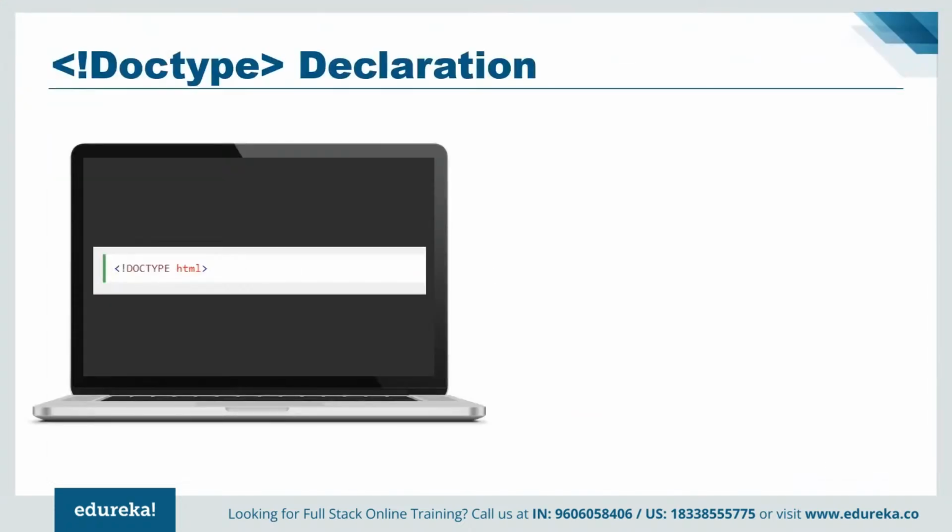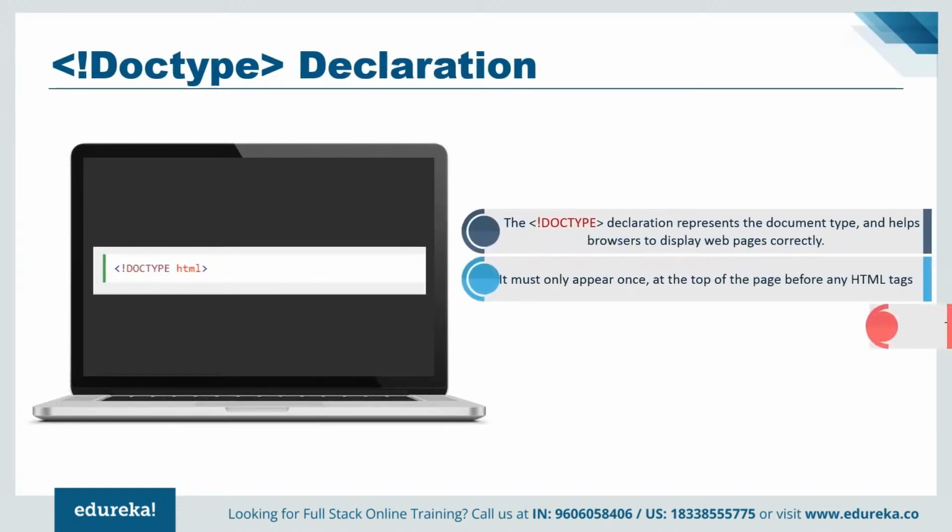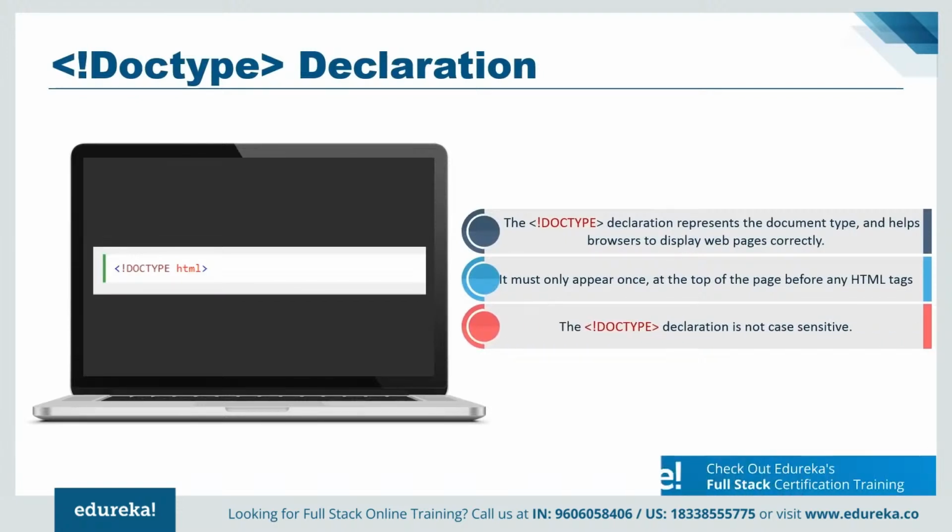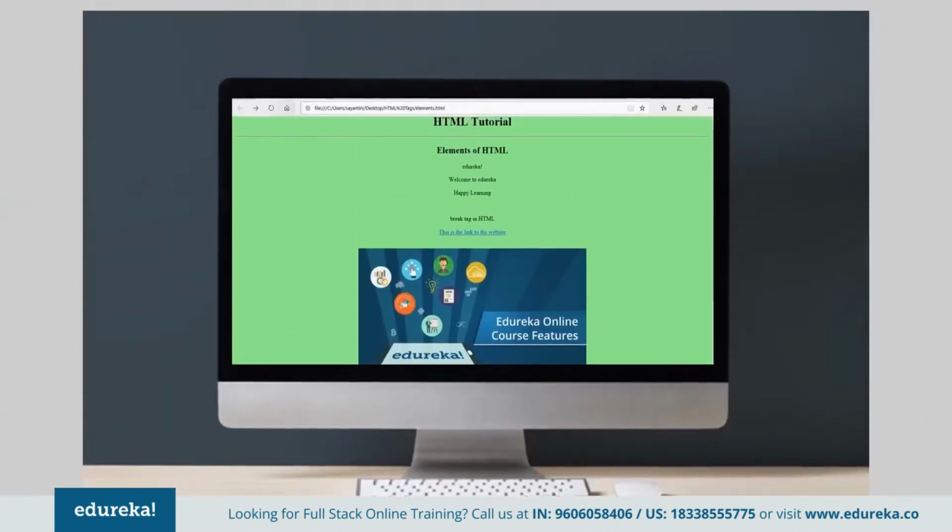So let's move on. Now there are some elements that I want to tell you all about, which are very important. First is the doctype element. The doctype declaration represents that the file you're working on is a document type and helps the browser to display web pages correctly. It only appears once at the top of the page before any HTML tag, and the doctype declaration is not case sensitive. Okay, so this is what HTML actually looks like.